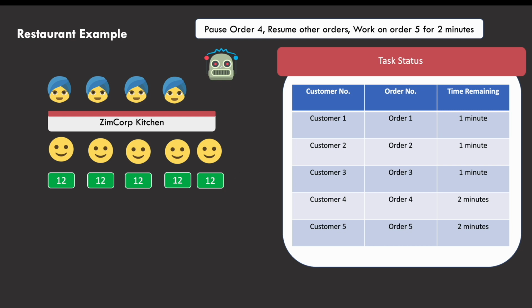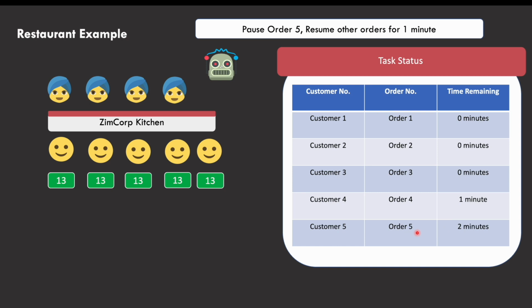So next, the scheduler pauses order number 5 and resumes order number 1 to 4, the other orders, for 1 minute each, right? So since order 1, 2 and 3 had only 1 minute remaining, they're finished, they're done. And customer 4's order number 4 had 2 minutes remaining, and since chef 4 worked on it for 1 minute, it has 1 minute remaining, right?